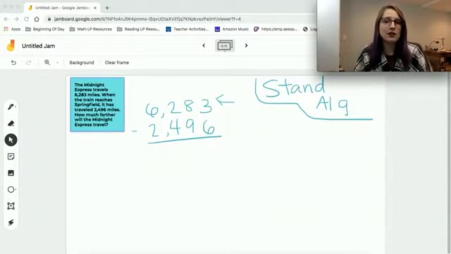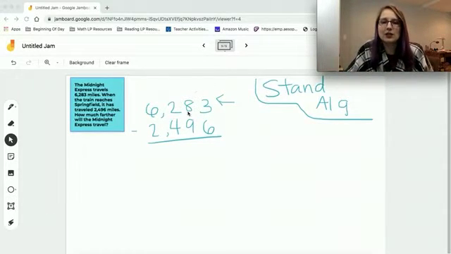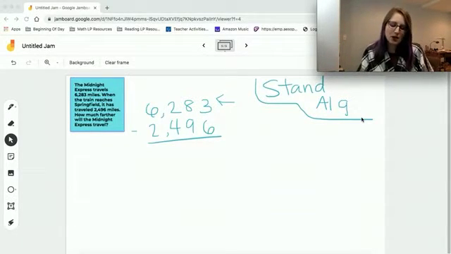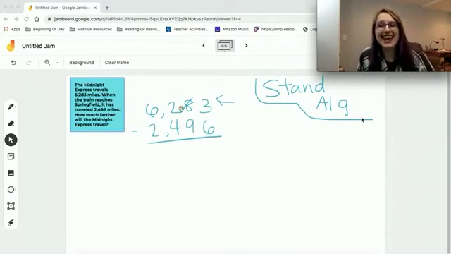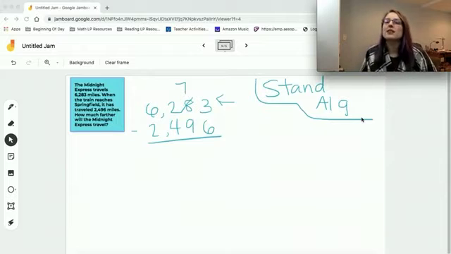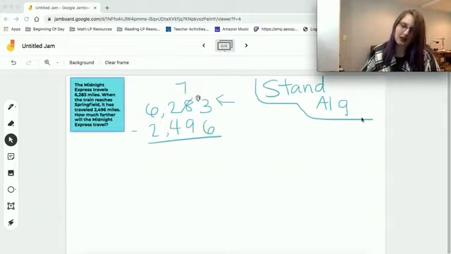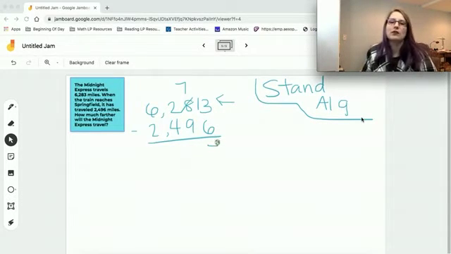Who am I going to borrow from? The neighbor on the left. So in this case, the 8, which is in the tens place value. So I'm going to need to borrow a 10 from this 8. What that means is instead of 8 tens, I am now going to go down to 7 tens. Now, instead of having 3 ones, I'm going to have 13 ones. And now I can subtract. 13 minus 6, I know, is 7. So I'm going to write that down.